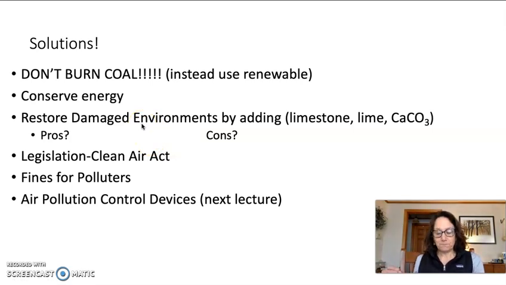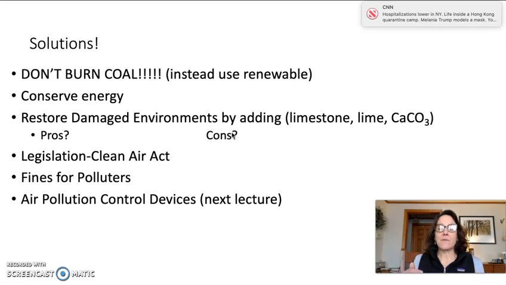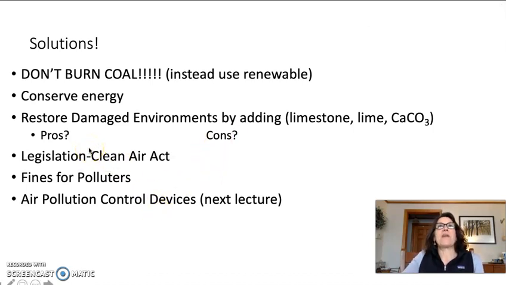There are some countries, or some regions, that have tried to do this. It's really expensive, and it's often only a short-term fix. Like it'll have a quick, immediate remediation of that acidic area, but it's not typically a long-term fix. Obviously, the advantages are that it is going to neutralize the acidic impact of that acid rain.